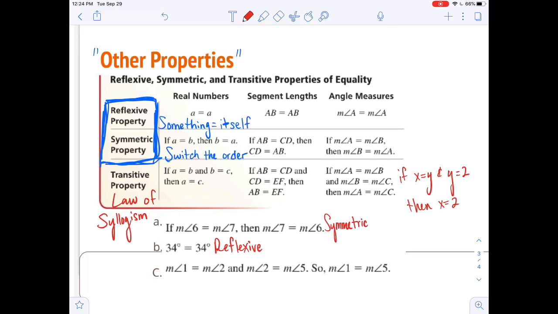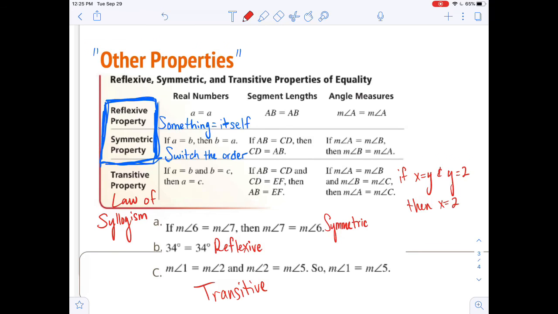And our last one here, if 1 equals 2 and 2 equals 5, then 1 equals 5. I'm connecting a bunch of different ideas. This is my law of syllogism. This is the transitive property.